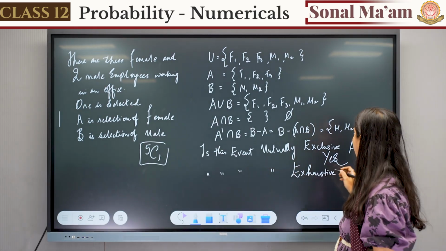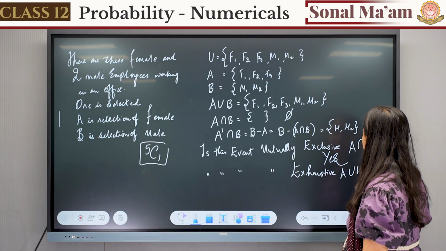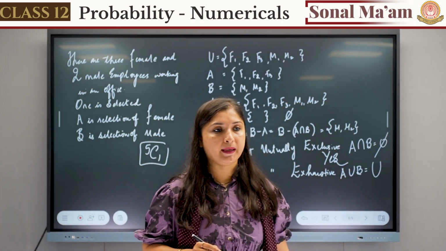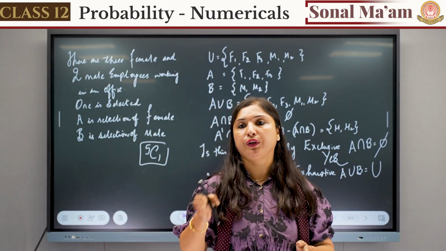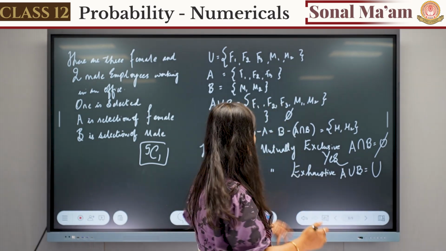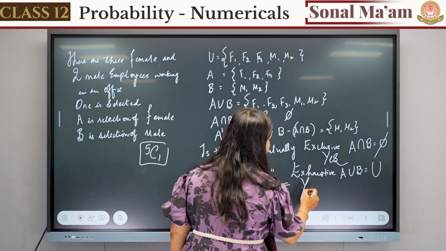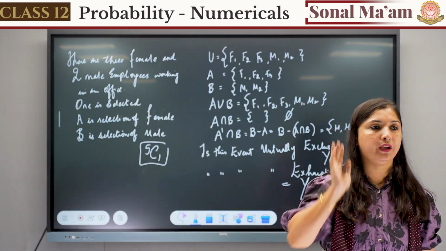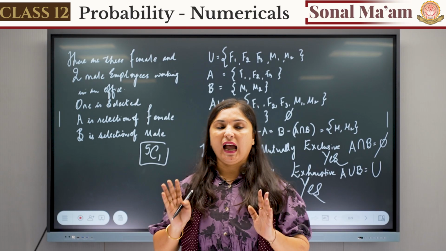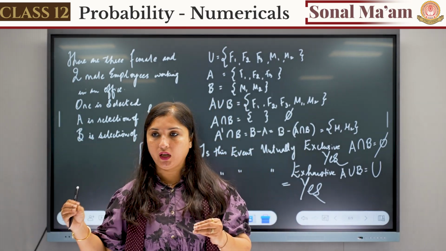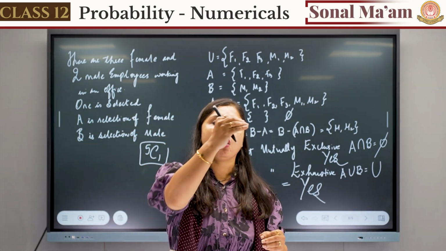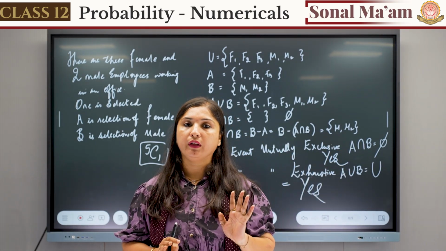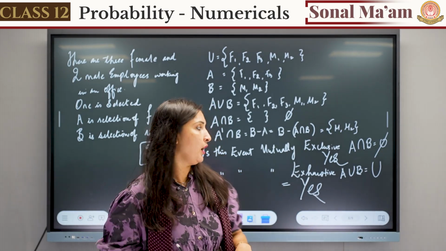So we have A union B, and the answer is what? The answer is U, that is sample space, right? And whenever A union B is equals to U, the event will be called mutually exhaustive. Yes, it is mutually exhaustive event. Is it clear to everyone? I really hope it is cleared. What is union? What is intersection? What is difference? What is mutually exclusive? What is mutually exhaustive events? Is it clear? Very clear?